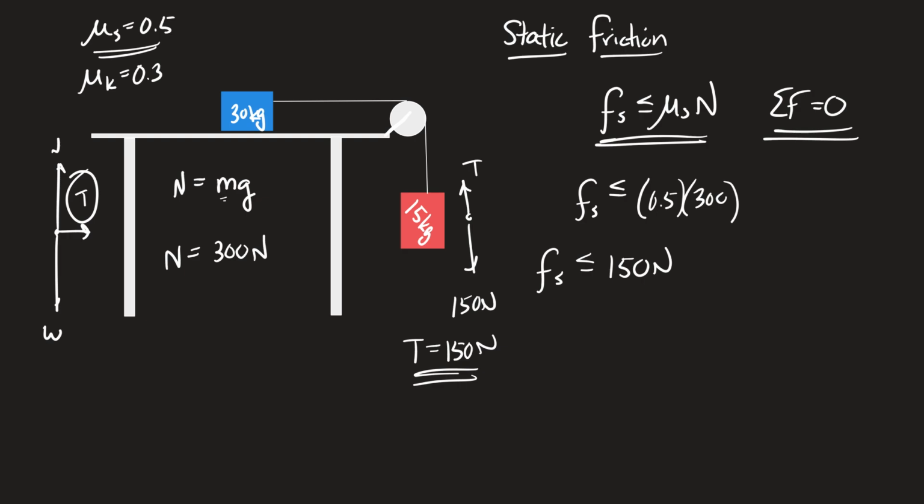Well, that puts us in a weird position, doesn't it? Because it looks like friction can only be up to 150 newtons. We're pulling at 150 newtons, but that's a less than or equal to sign, which means I think the box stays in place. Don't you guys?